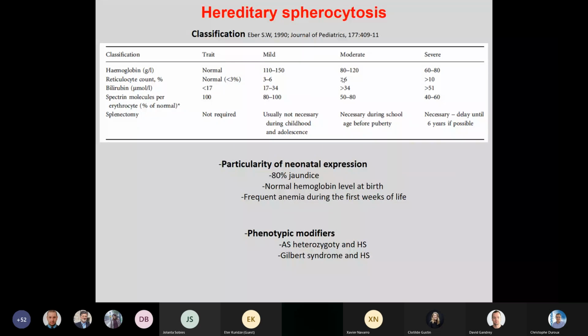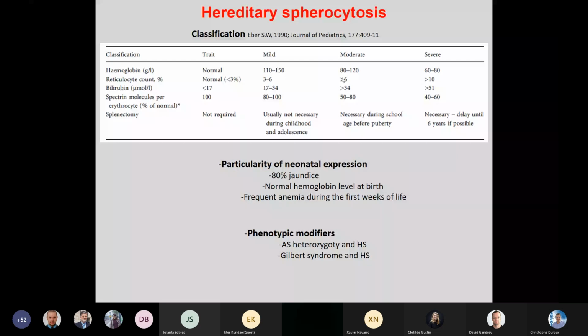And at the other extremity of the spectrum, you will have very severe forms that require recurrent transfusion from childhood. And this severe form, for example, can be seen in the allelic mutation of the spectrin alpha, as I told you a little bit earlier. So your patients, most of the time, will be in the mild or the moderate group of patients. But you have some particularity of the phenotype in neonatal expression. And this is true for many red blood cell disorders.